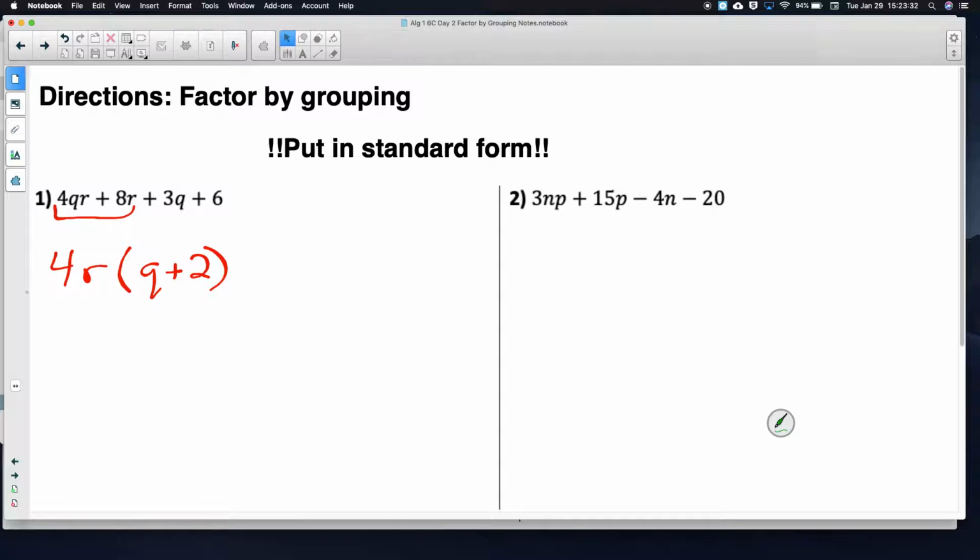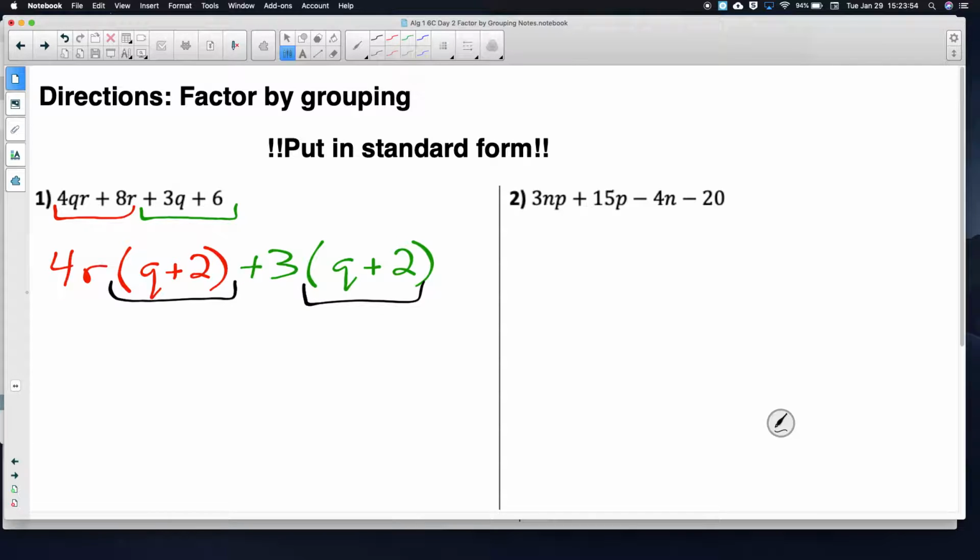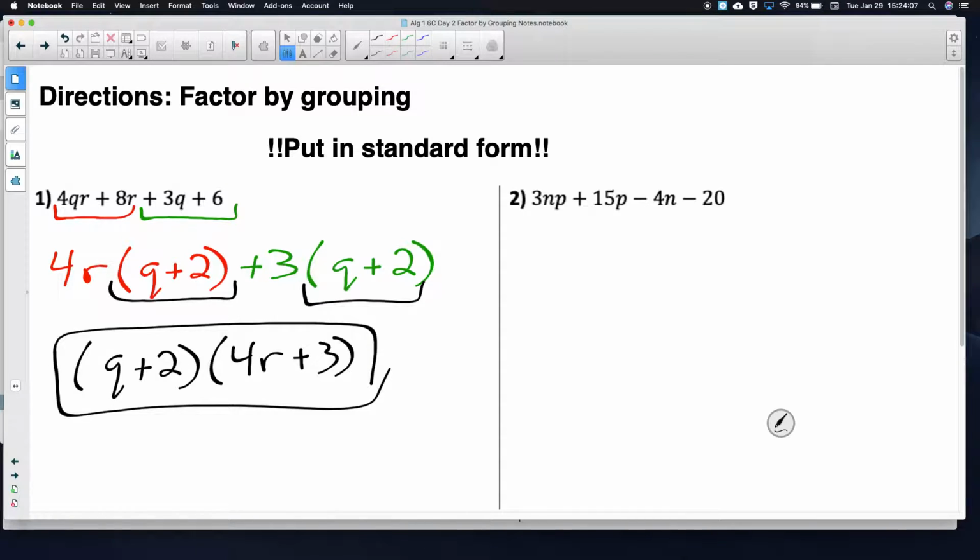Now the next thing I'm going to do is group my second 2 terms. And I'm going to ask myself, what is the greatest common factor of 3Q and 6? Well, the greatest common factor there is positive 3. What's left over? Q plus 2. Well, hang on. If you'll notice, both of these terms now share a q plus 2 in common. So I can factor out the q plus 2, and what am I left with? 4r plus 3.